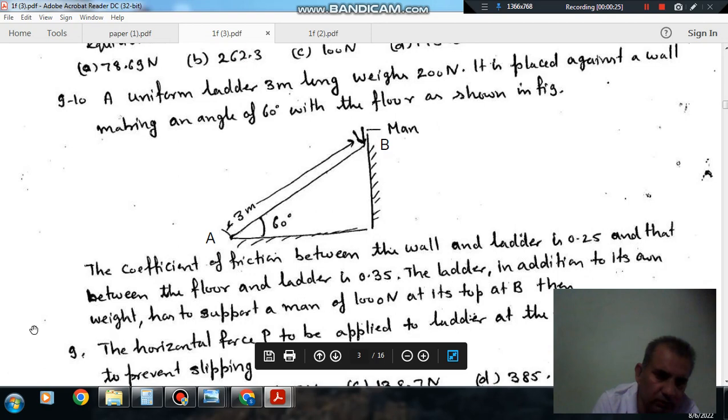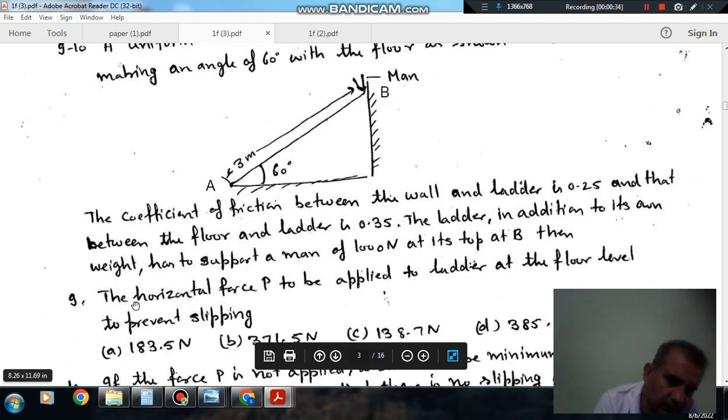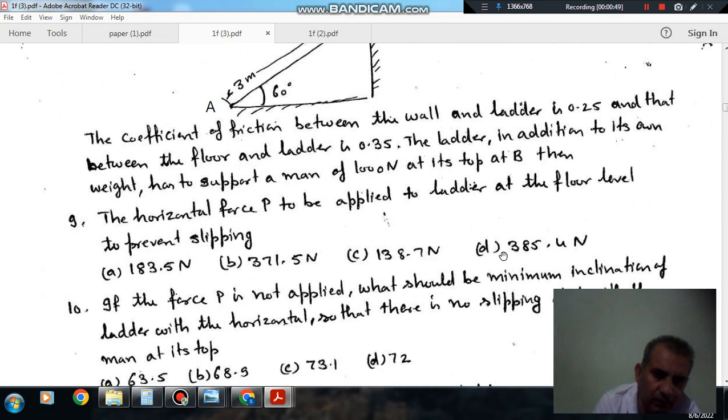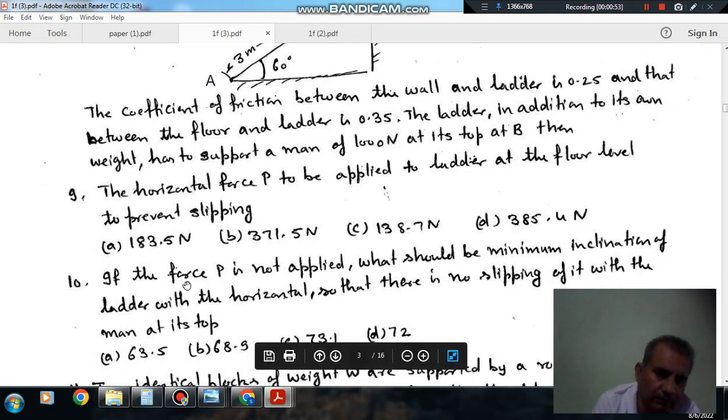The ladder, in addition to its own weight, has to support a man of 1000 Newton at its top at B. Then question number 9: the horizontal force P to be applied to the ladder at the floor level to prevent slipping. Option A 183.5 Newton, option B 371.5 Newton, option C 138.7 Newton, option D 385.4 Newton.